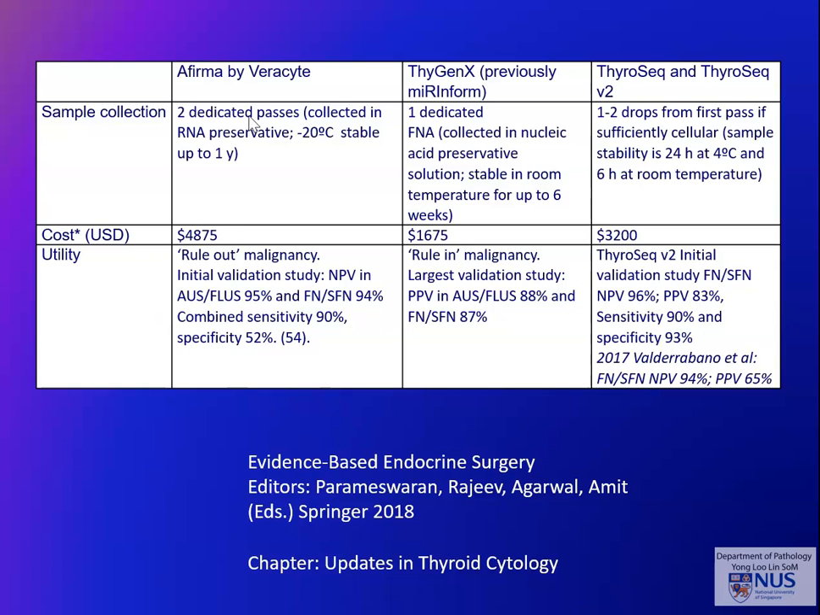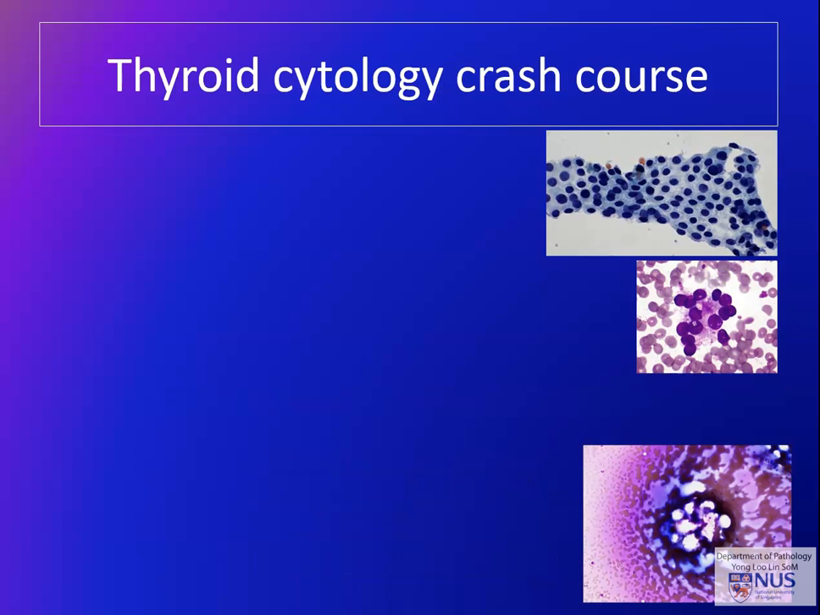Here are some examples of commercially available tests: Afirma, Gene Expression Classifier, ThyGenX, and Thyrostick, and you can see that the cost is quite significant. So one must balance the cost with the cost-benefit ratio of a repeat FNA, in which most instances would have a more definitive diagnosis anyway.